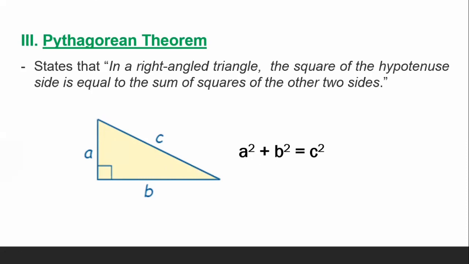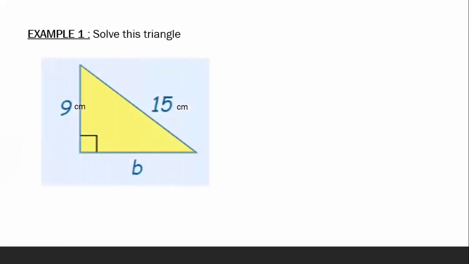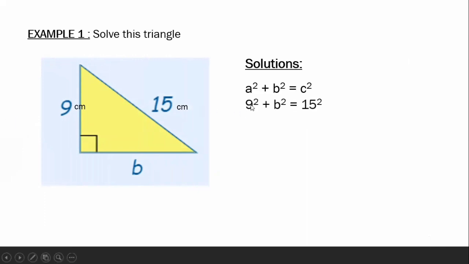Okay, let's have an example. Example number 1, solve this triangle. Given here is side A is 9 cm, 15 cm is the hypotenuse, and the unknown side here is B. By simply using the Pythagorean theorem, we can find the measurement of the side B. We have that A squared plus B squared is equal to C squared. Substitute the value of A is 9, B remains unknown, C is 15.